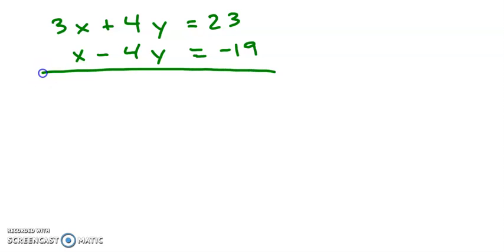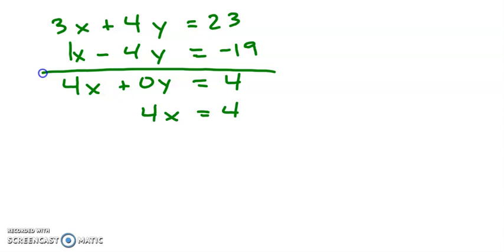So this is already set up for us to add them together. So 3x plus 1x is 4x. This is 0y equal to 4. So it's really just 4x equals 4. Now I can solve for x, my only variable. So I divide by 4. And I get 1.